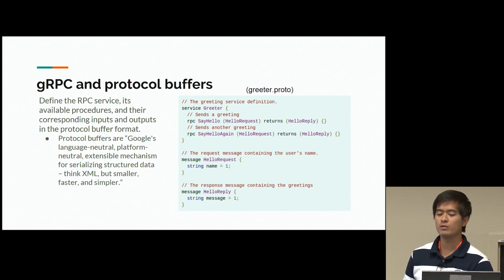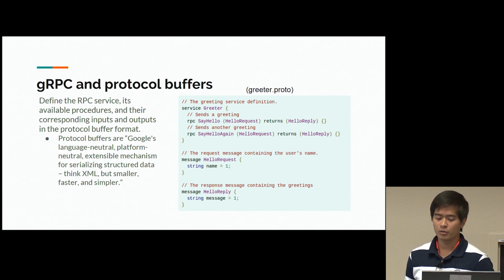To use gRPC, we first have to define the RPC service, its available procedures, and their corresponding inputs and outputs in what we call the protocol buffer format, protobuf for short. So protocol buffers are Google's language-neutral, platform-neutral, extensible mechanism for serializing structured data. Simply put, it's a way to define data structures.